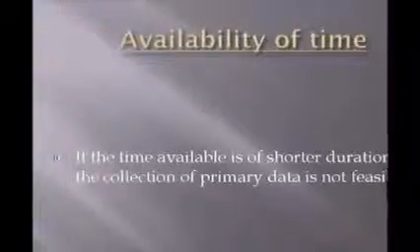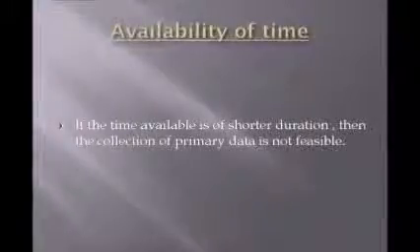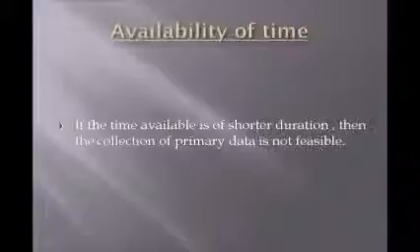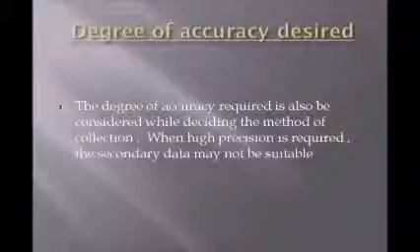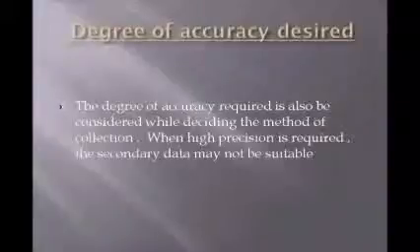Next one is availability of time. If the time available is of shorter duration, then the collection of primary data is not feasible. Next one is degree of accuracy desired. The degree of accuracy required should also be considered while deciding the method of collection. When high precision is required, secondary data may not be suitable.